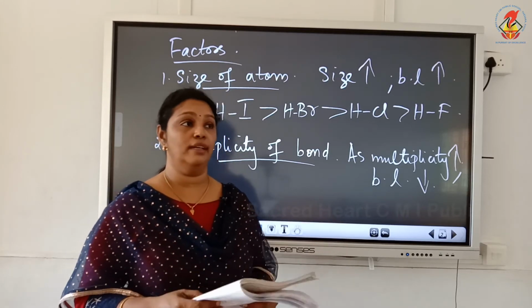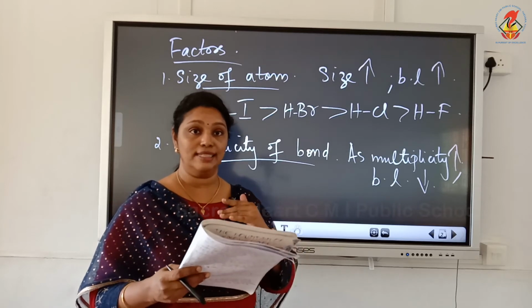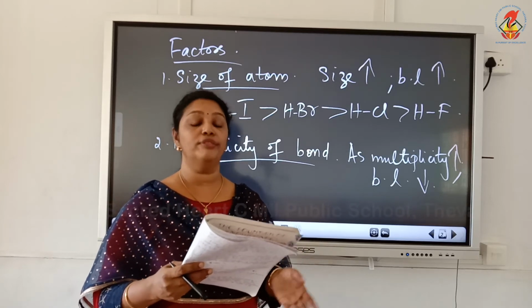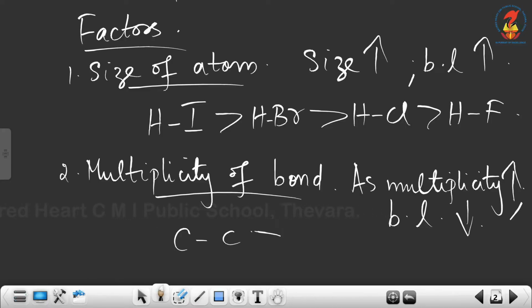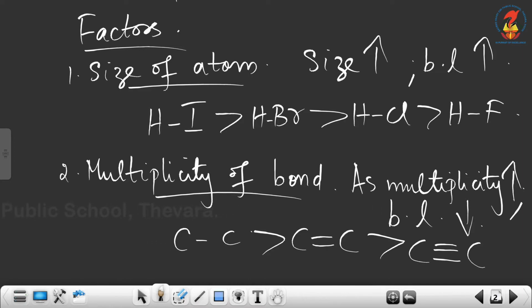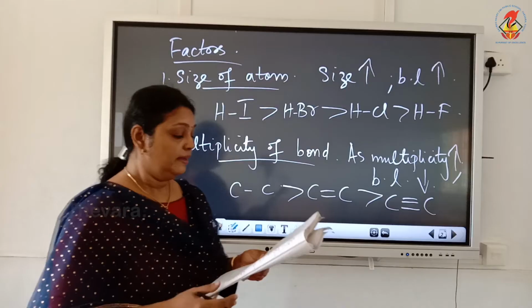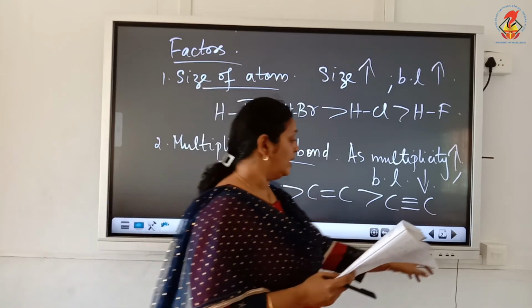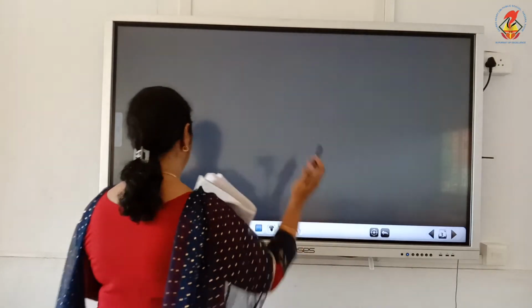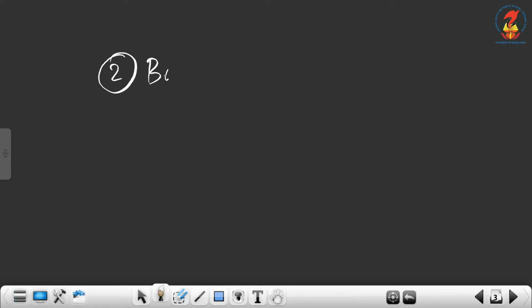If you check the alkenes and alkynes, the bond length of carbon-carbon bonds will be in the order C single bond C greater than C double bond C greater than C triple bond C. Now, this is about bond length, the first parameter. The second bond parameter is bond angle.